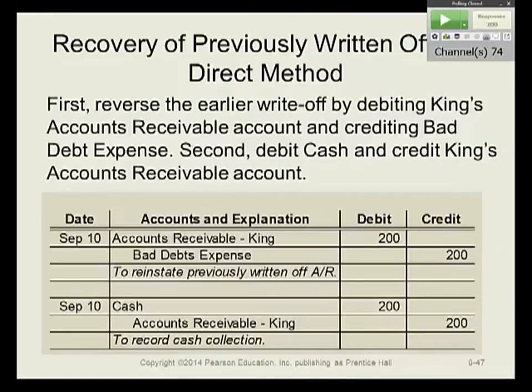Yeah, Lillian? Yeah, if it's half, it would be 100. So you'd restore half of the account. The other half, it just stays written off. It's still a bad debt, yeah. So half of it is collected, half of it's still a bad debt. So it's not a full write-off, it's a partial write-off. And then you do collect.